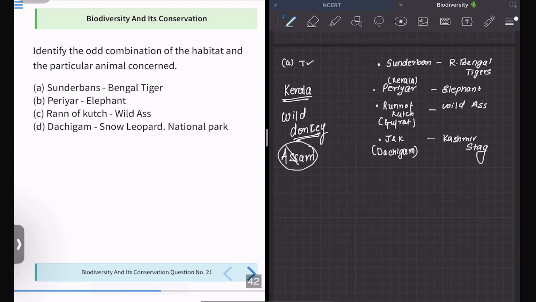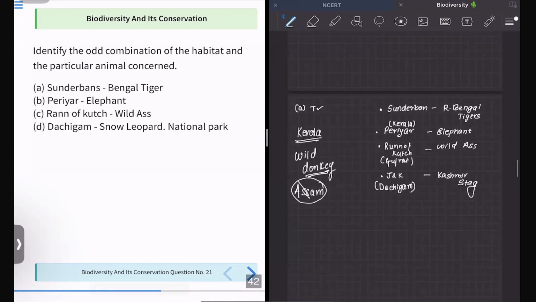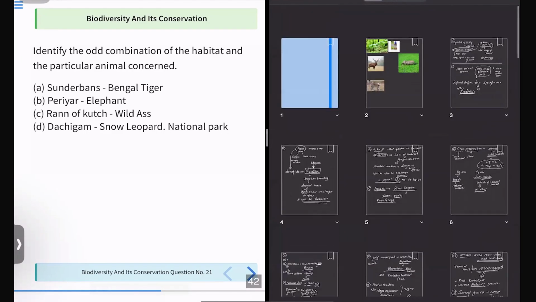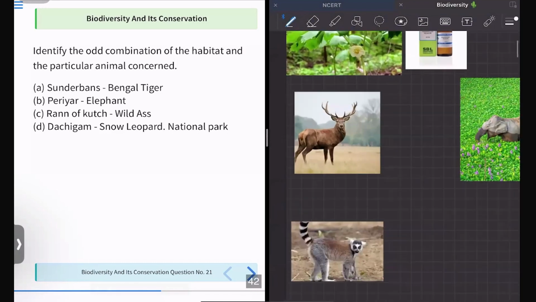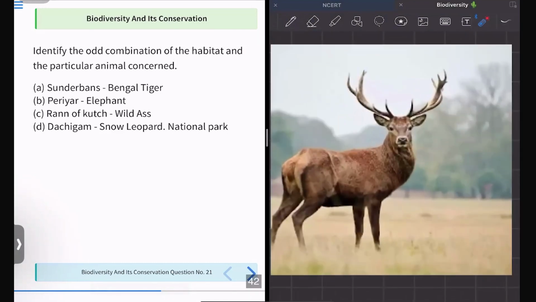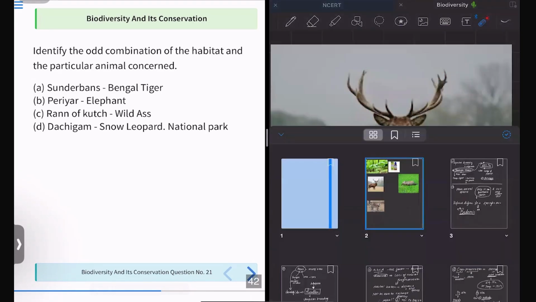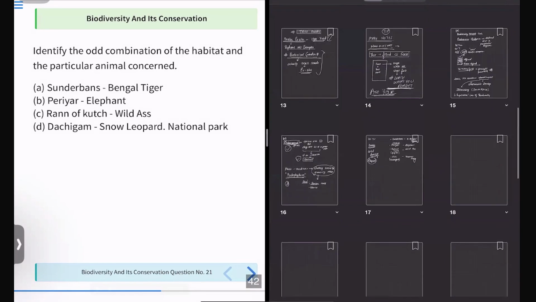Now, what is this Kashmiri stag? Again, I have got a photo for you so that you remember this. It's such a beautiful animal. You look at it, the horns. This is nothing but a stag, and it is found specifically in the Jammu and Kashmir area. And the national park is Dachigam. Okay, I hope you will remember this.